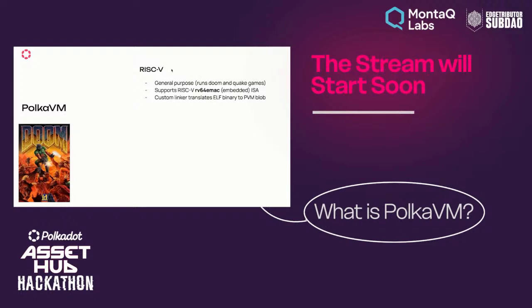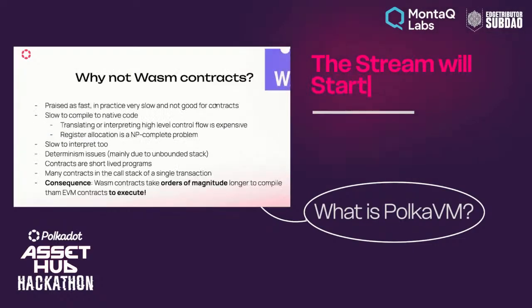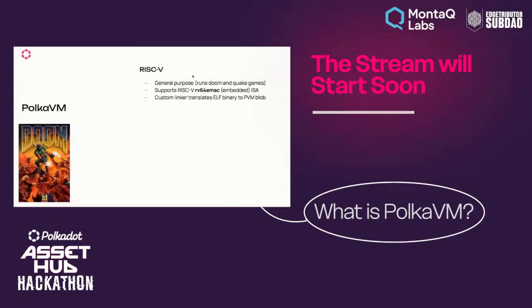like RISC-V. We made minor modifications to it, mainly to make it more on-chain friendly, and it supports the RISC-V embedded instruction set architecture. And so what you do is you just compile your programs to the CPU, and then our linker translates it into a PVM blob that then is executable by pallet revive.